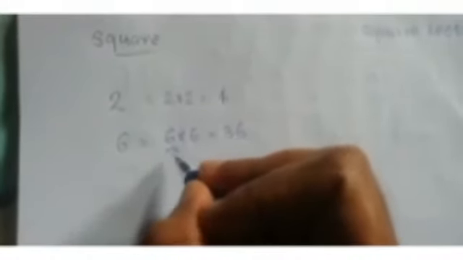And the square of 6 means 6 into 6, which is equal to 36. That is, if we want to find the square of a given number, we multiply the number by itself. To find the square of 6, we have multiplied 6 with 6. So 6 is multiplied 2 times. That is, square means 6 squared. This is what the term square indicates.